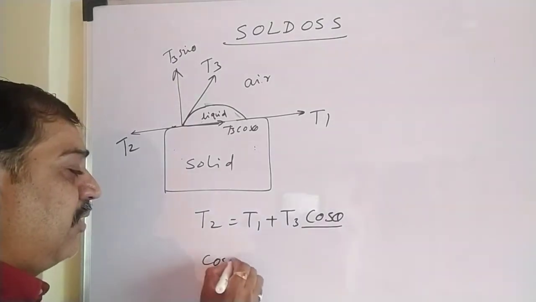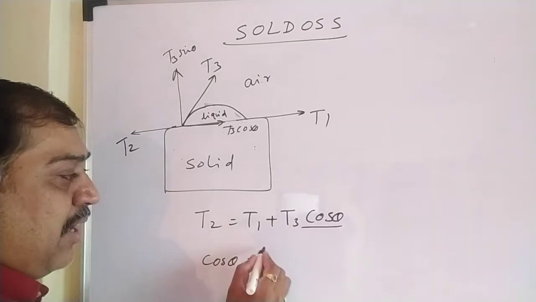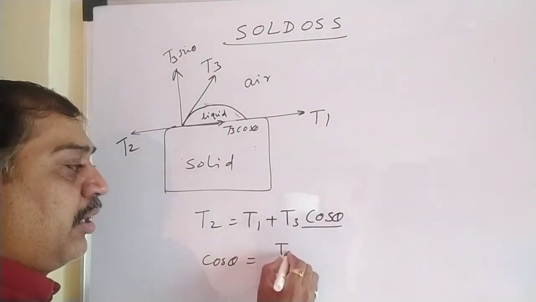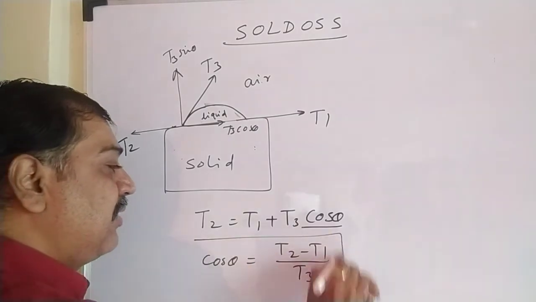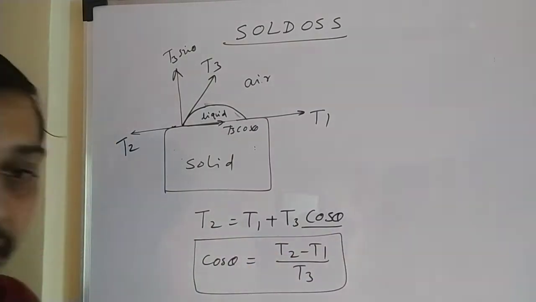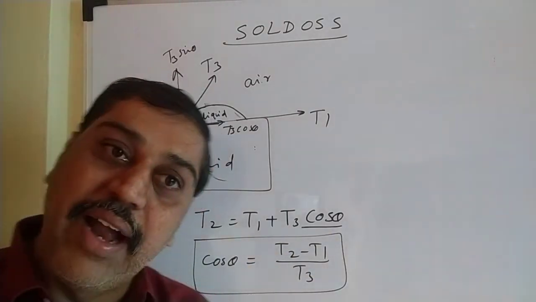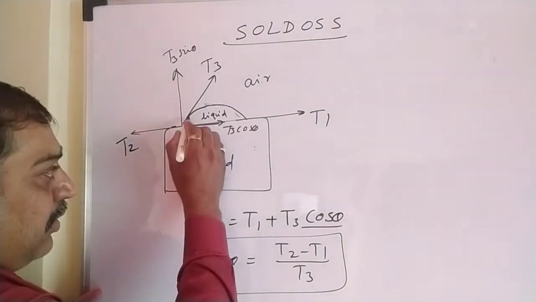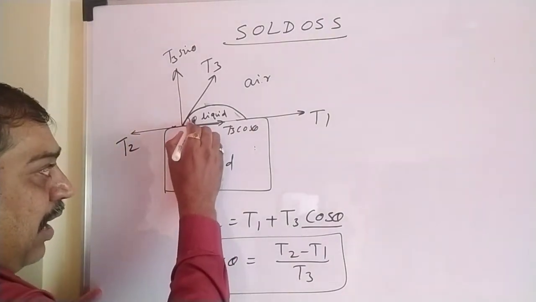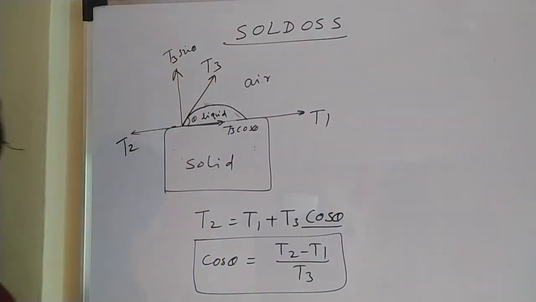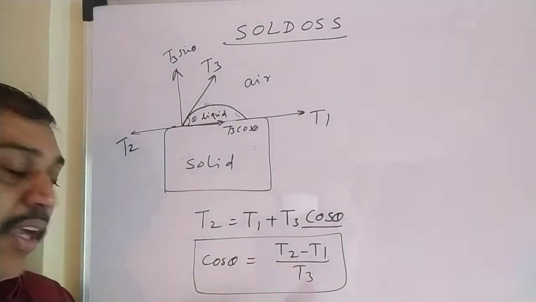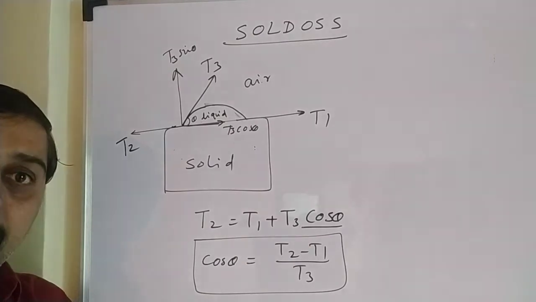So we can say cos theta equals (T2 minus T1) divided by T3. So we get this equation: cos theta equals (T2 minus T1) divided by T3. Here this angle is nothing but theta, the angle of contact. The tangent, angle of contact, is measured inside the liquid, theta. So this cos theta we have found out is (T2 minus T1) divided by T3.